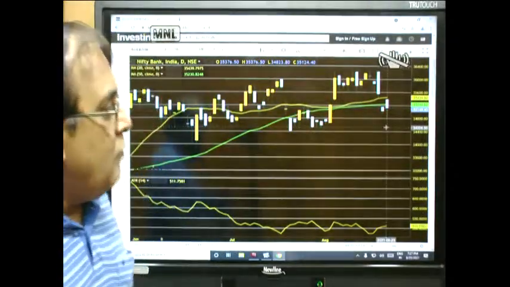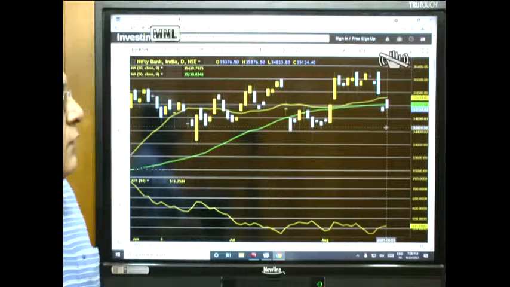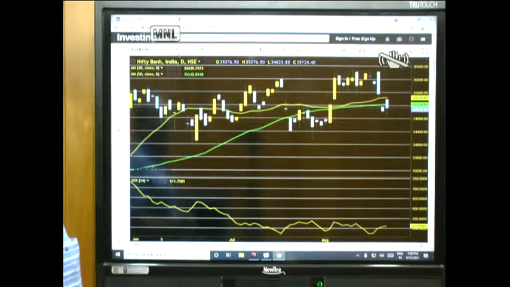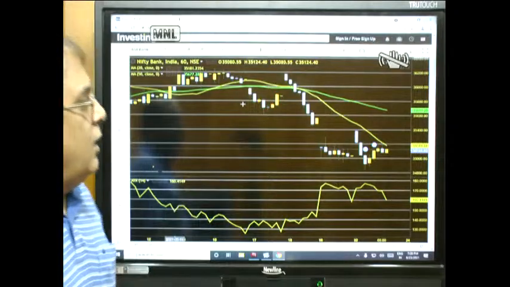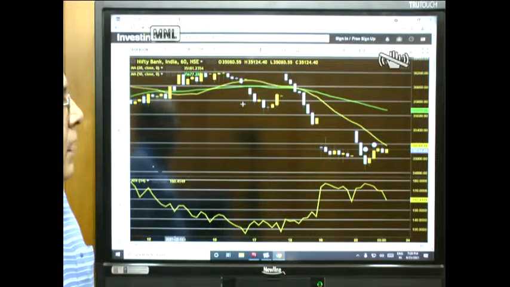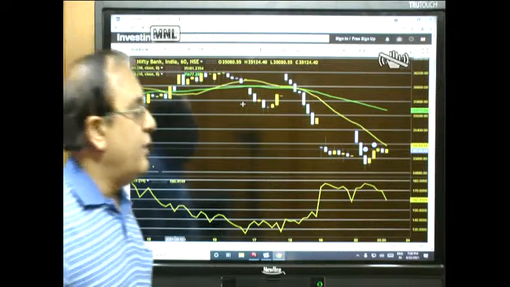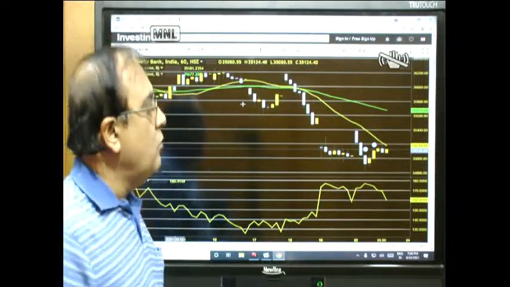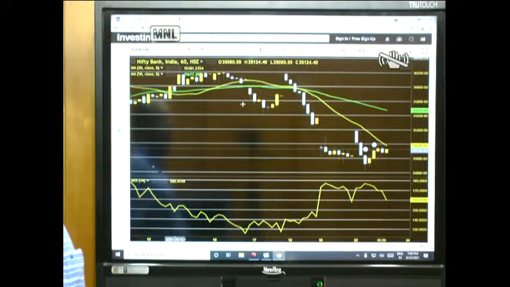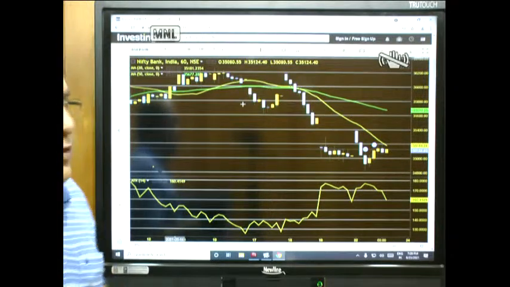Okay, so now we will look at the same Bank Nifty for a 1 hour chart. See, 1 hour chart, it is clearly below the 20 moving average. Today also it did not even go above the 20 moving average. So in the hourly chart, there was nothing much to speak about trading on the long side at all as far as Bank Nifty is concerned today.